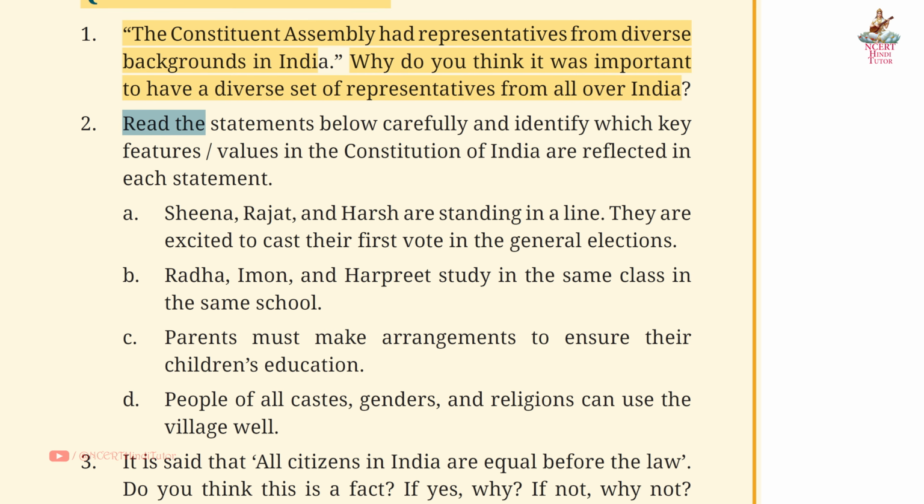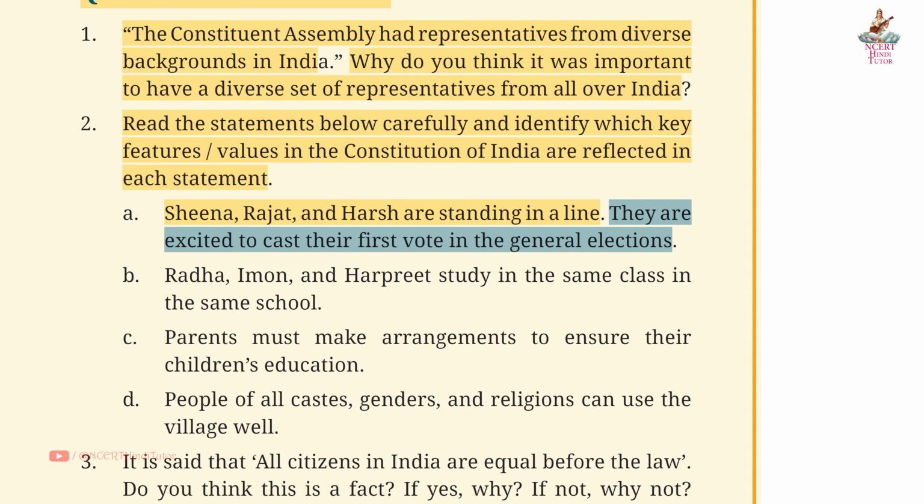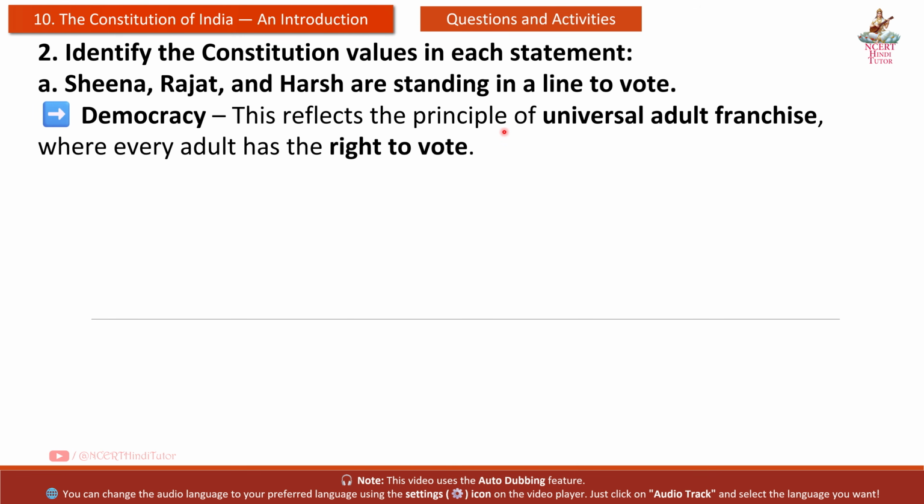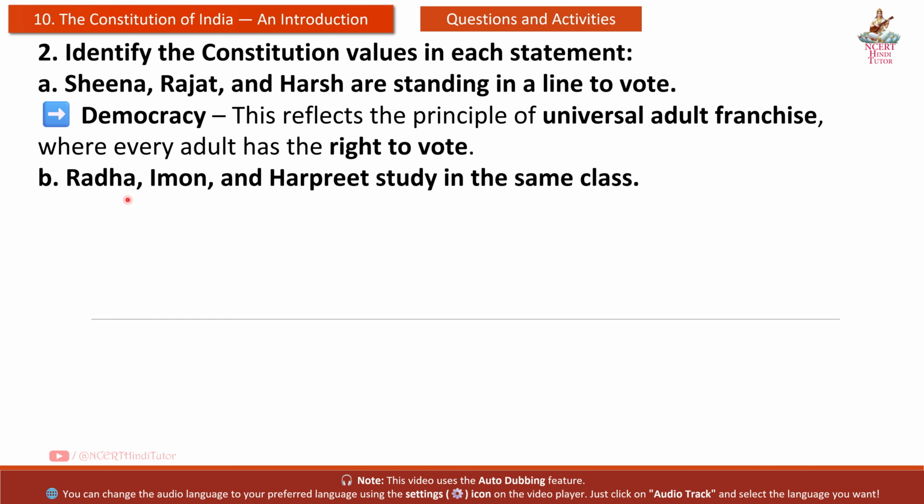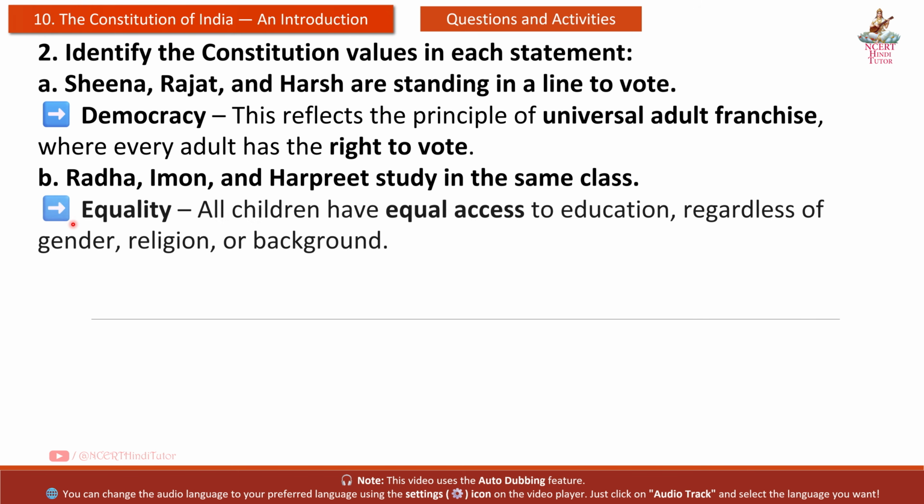Question 2: read the statements below carefully and identify which key features, values in the Constitution of India are reflected in each statement. A. Sheena, Rajat, and Harsh are standing in a line. They are excited to cast their first vote in the general elections. Answer: democracy. This reflects the principle of universal adult franchise, where every adult has the right to vote. B. Radha, Imon, and Harpreet study in the same class in the same school. Equality.